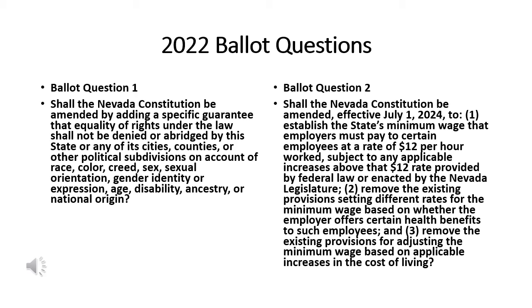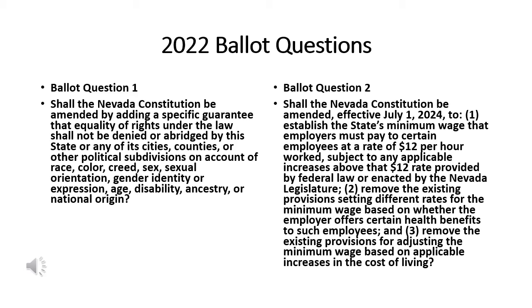It then goes on to say, remove the existing provisions setting different rates for the minimum wage based on whether the employer offers certain health benefits to such employees. So currently in the Nevada Constitution, it says if an employer offers health insurance to their employees, they can pay $1 less. So currently the minimum wage in Nevada is $10.50 an hour. That means if an employer offers health insurance, that they can pay $9.50 an hour. This amendment would take that out.